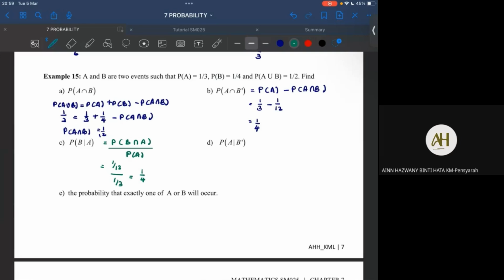Okay, last one. Sama juga kalau prime dekat situ pun sama juga formula dia. So, that will be P(A intersect B prime) over yang belakang P(B prime). Okay, so, P(A intersect B prime) daripada soalan B 1/4. So, how to get P(B prime)? Maksudnya not B. So, 1 tolak dengan P(B). Okay, so 1/4 over 1 minus 1/4. Kita ada 1/3.